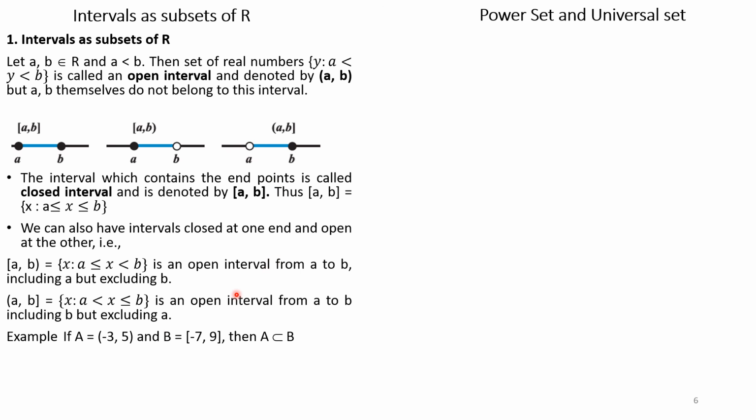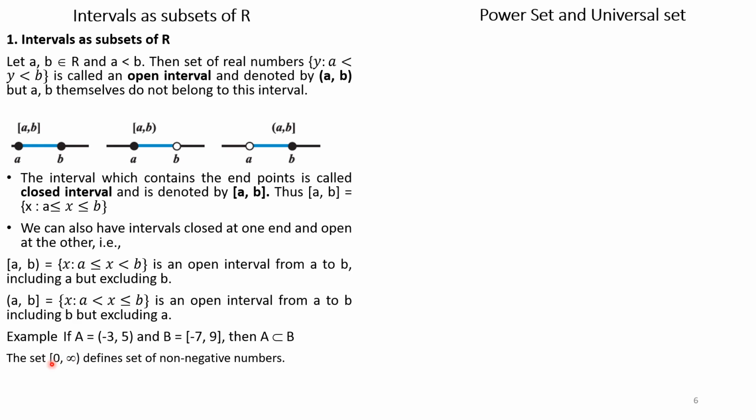Another example: if A is equal to [-3, 5] and B is equal to [-7, 9], then A is a subset of B, because B is from minus 7 to plus 9, whereas A is [-3, 5], which falls within the closed interval minus 7 to 9. Hence, A is a subset of B.